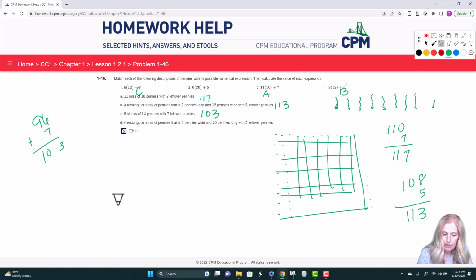Okay, D, a rectangular array of pennies that is 6 pennies wide, 20 pennies long with 5 left over. So 6, 20, and 5, and there it is. And we knew that anyway because it was the only one left. So 6 times 20 is 120 plus 5, and that's just 125. Okay, let's move on to the next one.